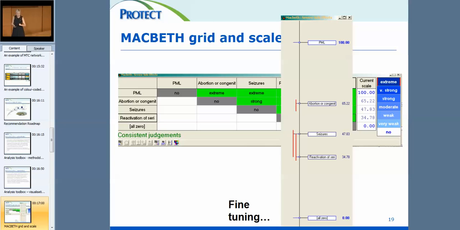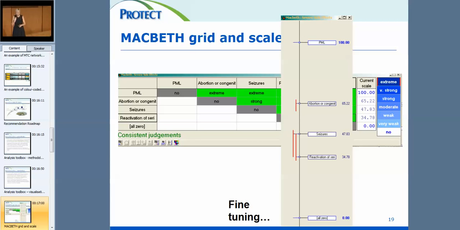That isn't terribly intuitive, but if you then overlay a graph on it, if having no adverse effects is given a value of 0 and PML given 100, because that's the worst, then you can see how the others are beginning to rank. For example, the abortion or congenital malformations is right up there, but seizures and reactivation are fairly similar, and those red lines are uncertainties, so they show what the wiggle room is. Effectively, those two are interchangeable, but there's clear blue water between the others.